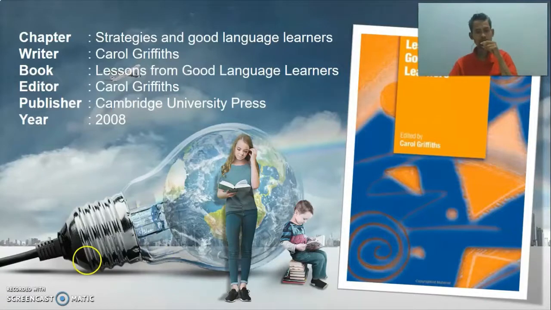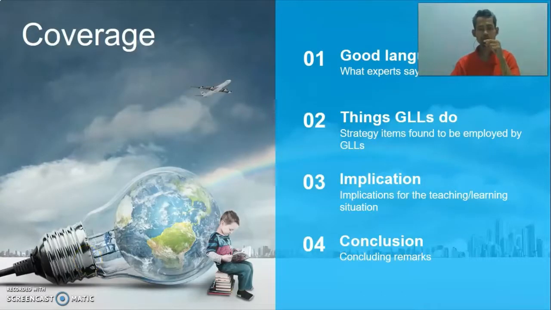Now, this presentation is going to be divided into four sections. The first section is going to talk about what experts say about good language learners. And then in the second part, I will be talking about the strategy items found to be employed by the good language learners according to the study conducted by Carol Griffiths. And then the next one is going to be the implications for the teaching or learning situation based on the findings from the study. And lastly, the fourth part will be about the conclusion. Now let's go on to the first part, the good language learners.